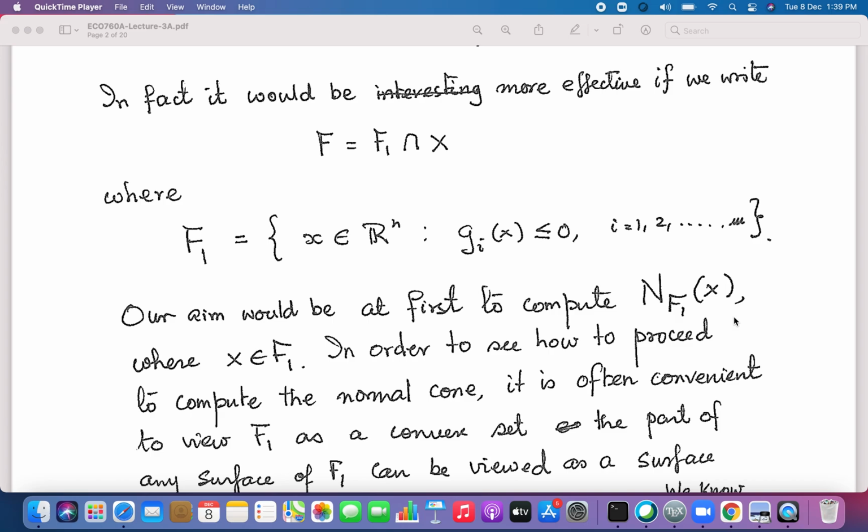So when I want to compute the normal cone, I should be able to do it with respect to the data. Here I know that the functions are differentiable. So given a g_i, I will also know the gradient of g_i at any given point x. So it's very important for me to know the normal cone to F1 at x in terms of the data.